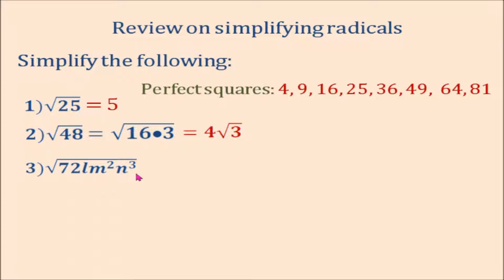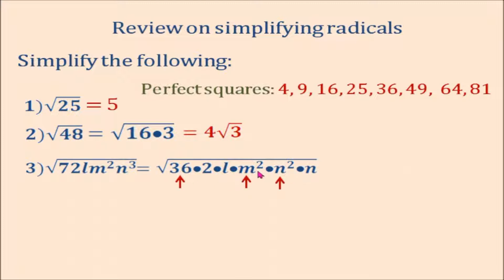Now we are going to factor the radicand. 36 and 2. Then l cannot be factored anymore. M squared is a perfect square. The factors of n cubed are n squared times n. Among these factors, 36, m squared, and n squared are perfect squares. So square root of 36 is 6, square root of m squared is m, square root of n squared is n. So we have 6, m, n.